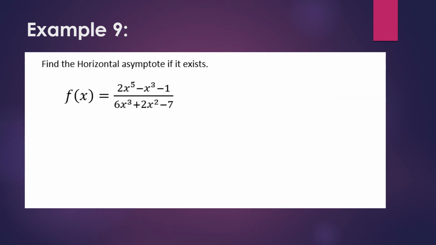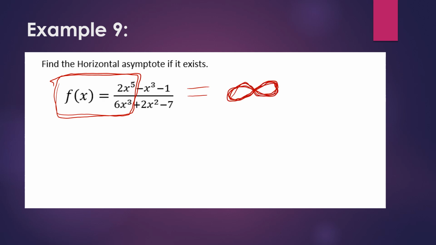And now for our final example using horizontal asymptotes. They tell us to find the horizontal asymptote of this function. So again, we're going to take a look at the leading terms, or the highest degrees. So we have 2x to the 5th over 6x cubed. The numerator is greater than the denominator, so we know this will be either positive or negative infinity. And the way we can tell if it's positive or negative is by the coefficients. Here we have a 2, which is positive, and we have 6, which is positive. So these numbers are clearly staying positive. Positive divided by a positive is positive.